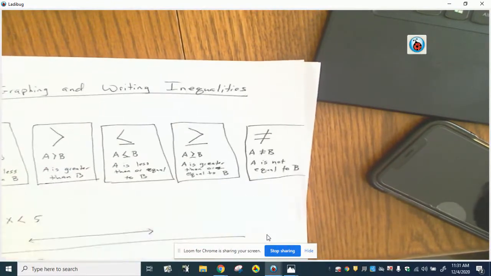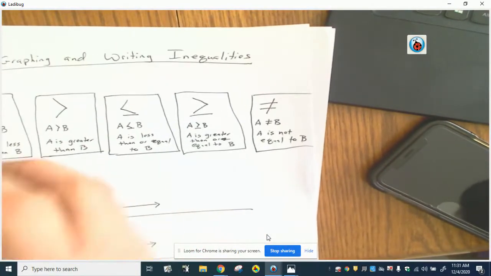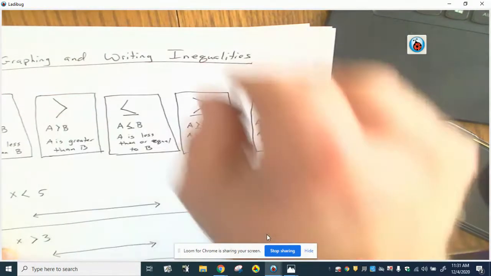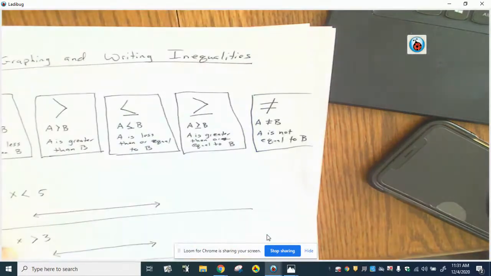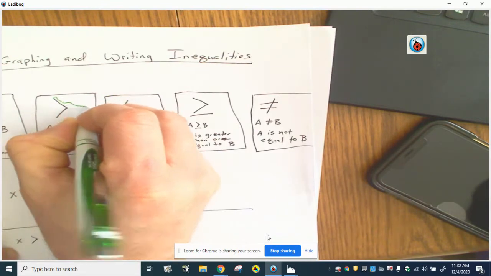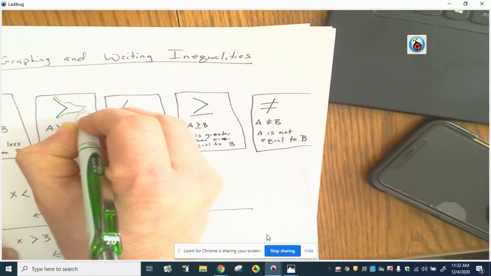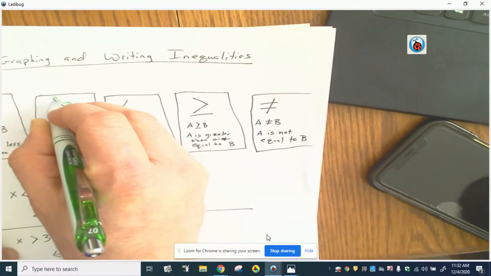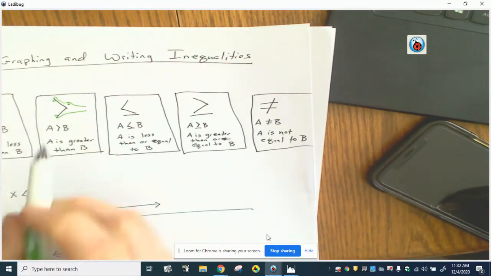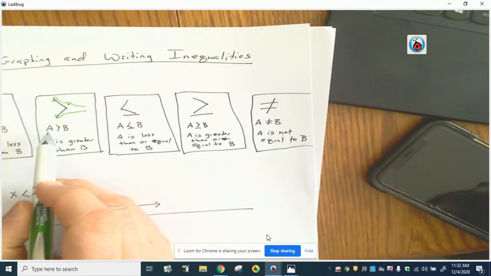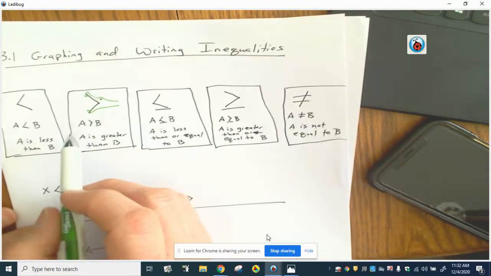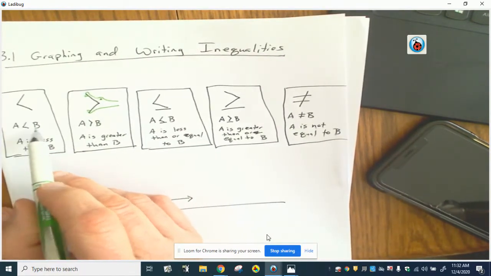if this one says A is greater than B, you can always draw that little alligator, I'm going to use green. The alligator is always going to eat the bigger number. So this says A has to be bigger than B, okay? This would be A is less than B.